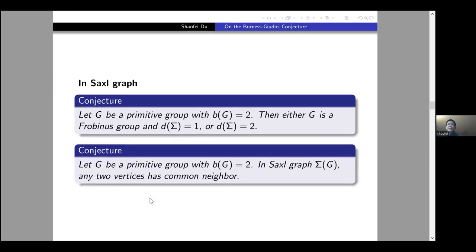Okay, we describe this conjecture by graph theory. Let G be a primitive group with b(G) equal to two. Either G is a Frobenius group, and then the diameter is one, because take alpha, and every point belongs to just one suborbit. This is rank two from the Frobenius group, alpha and the other set. Otherwise, the diameter is two. Diameter is two. This is the same as the above conjecture. This is another version, a strong version. Let G be a primitive group with b(G) equal to two. Then in such a graph, any two vertices have a common neighbor.